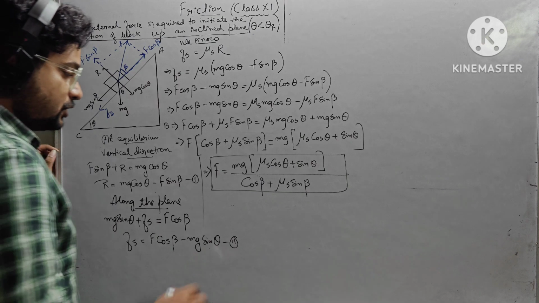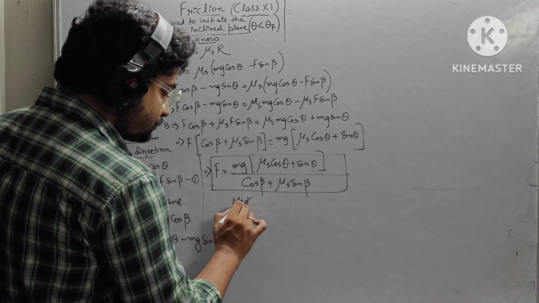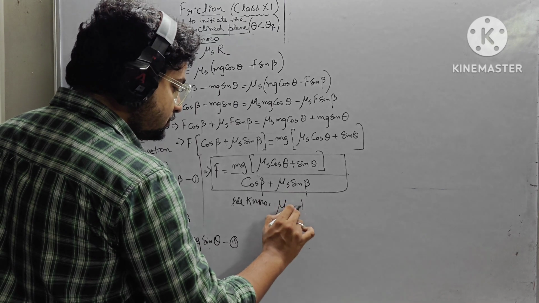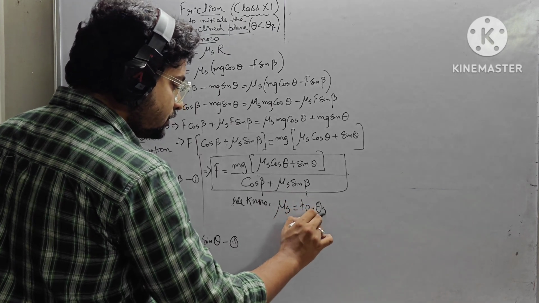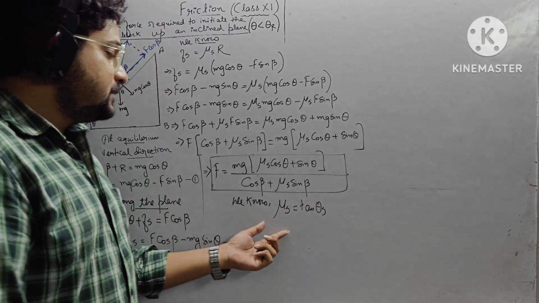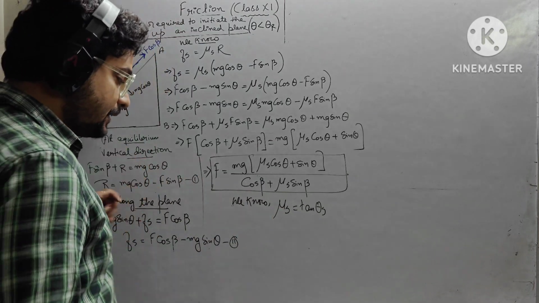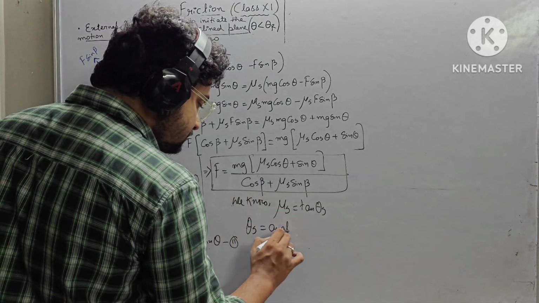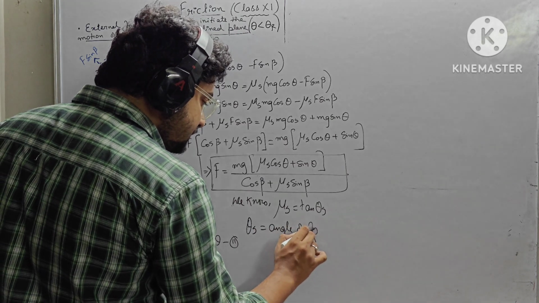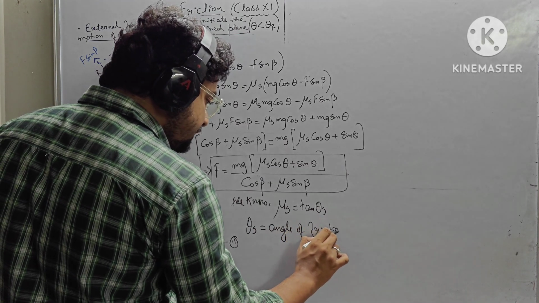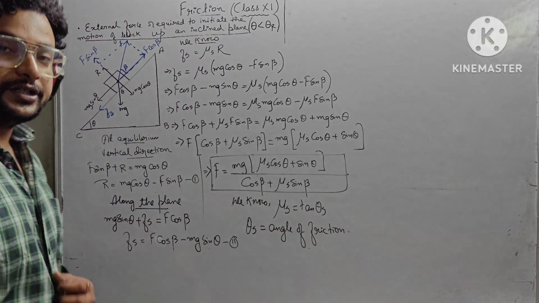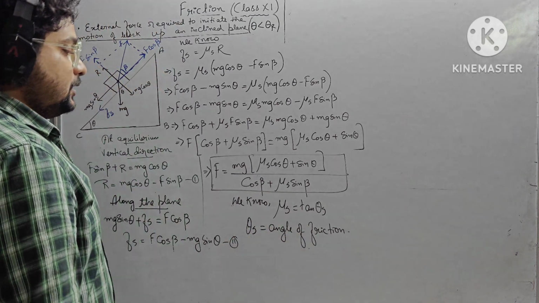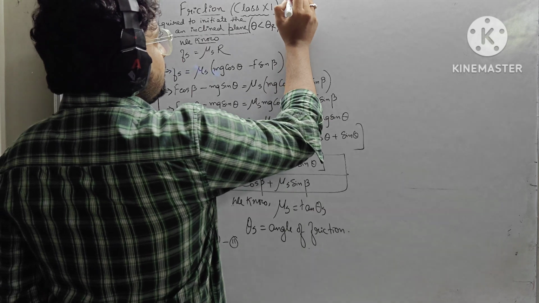How to simplify, you see? So we know mu s is equals to tan theta s. Okay, previously also I said mu s is equals to tan theta s. What is tan theta s? Tan theta s basically is the angle of friction. Okay, so this one I can put over here.